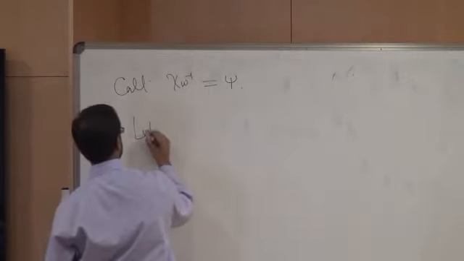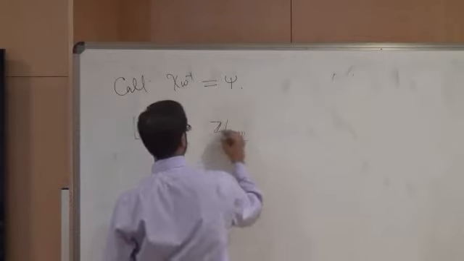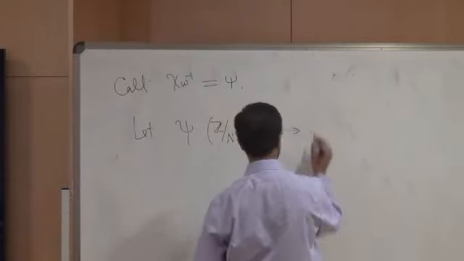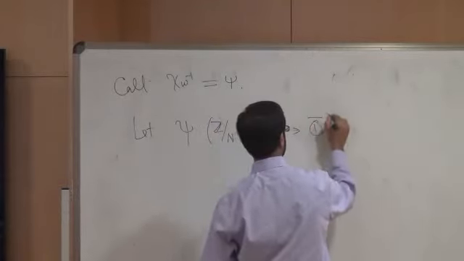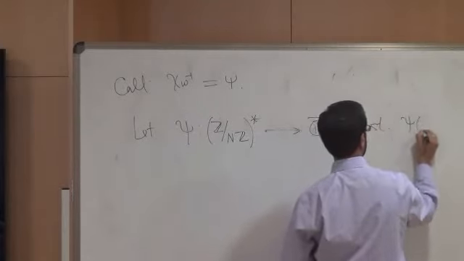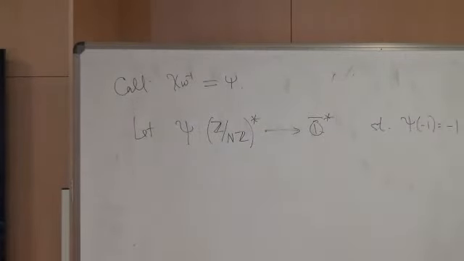So now let psi be a character from (Z/nZ)* (this is not necessarily the same n, as I'll explain in a second) to Q-bar*, such that psi of minus 1 is going to be equal to minus 1, because omega of minus 1 is minus 1 and chi was even.